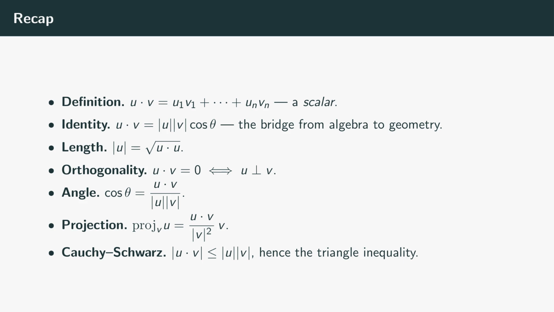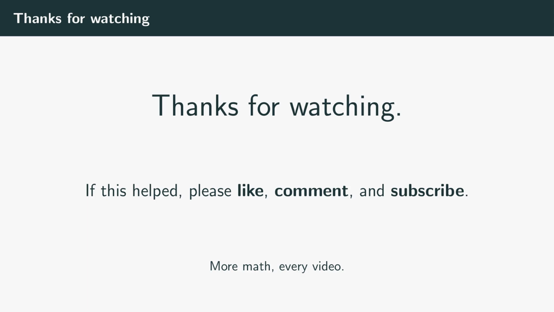Next episode, we build the cross product, a product of two vectors that returns a third, perpendicular to both, and with it we'll finally write down the equations of lines and planes in space. Today the dot product gave our vectors a ruler and a protractor.